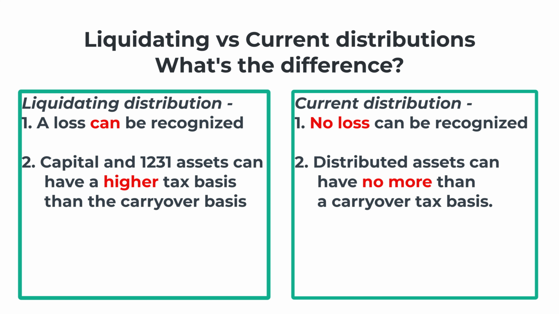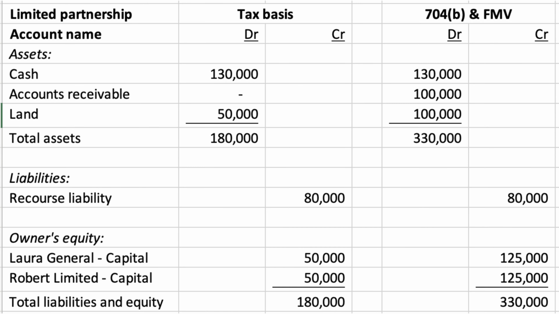Let's look at an example. In this example, we see that the land has appreciated to $100,000. The appreciation was allocated equally to each partner in their fair market value capital accounts because their profit-sharing ratios are equal. If the partnership dissolves, each partner is entitled to receive $125,000 fair market value of property, as shown on their fair market value capital accounts.